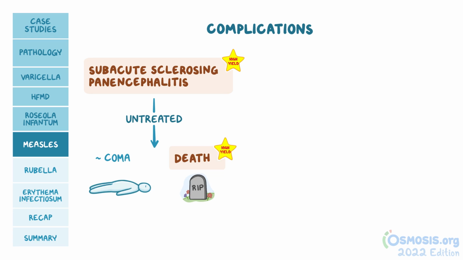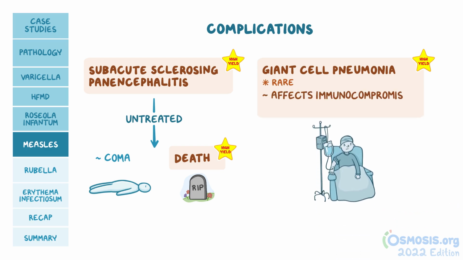Another life-threatening complication of measles is giant cell pneumonia. Fortunately, this complication is quite rare, but for your exams, keep in mind that it tends to affect immunocompromised children.